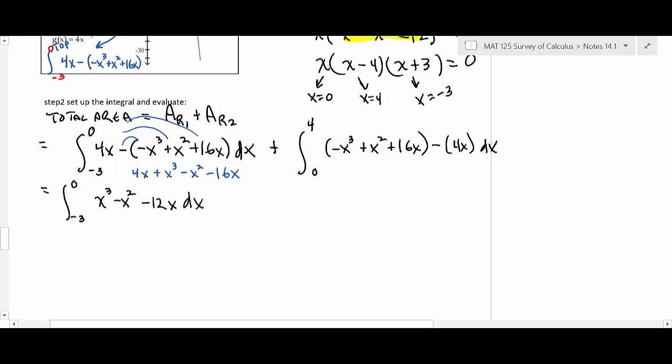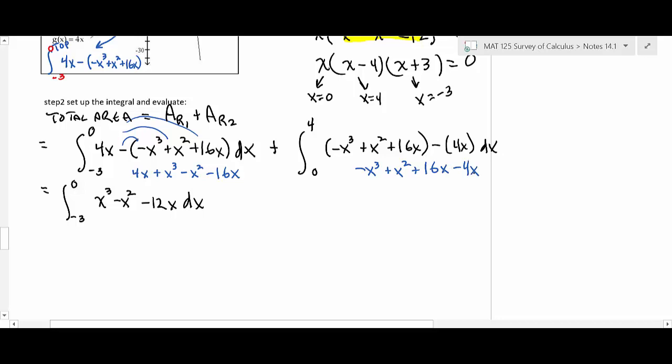So that's an integral we're going to do. That's a basic integral too, one that's easy to do in your head. You're going to get into some arithmetic then. Go to the next one. What we're going to have here is negative x to the third plus x squared. I can do this in my head.